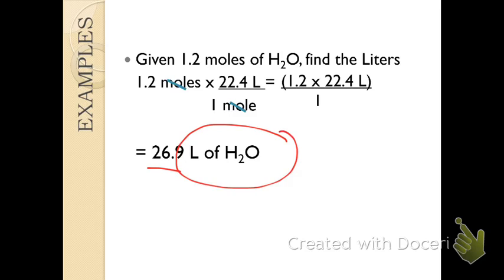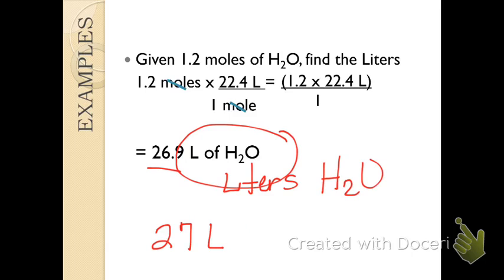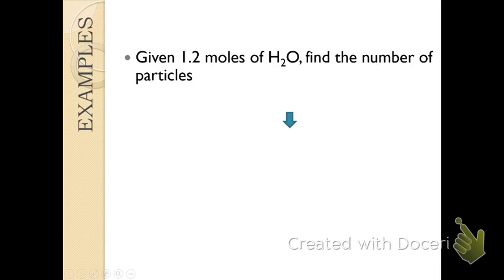There's my unit. Do I have to write liters? No, you can use it with a capital L. You could also write it if it makes you feel better. Liters of H2O. This is to the nearest 10th. If I wanted it to the nearest whole number, it would be 27 liters of H2O. Okay? Okay. Let's do another one.